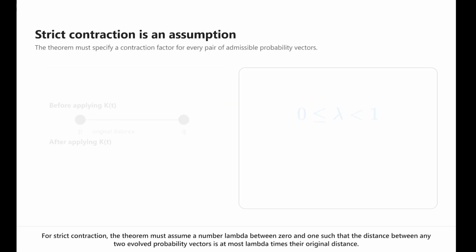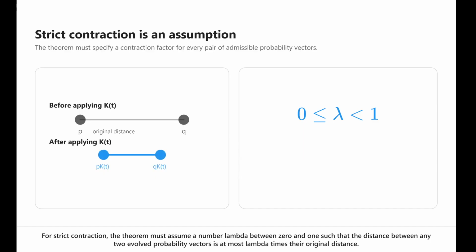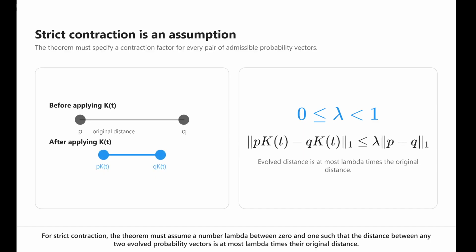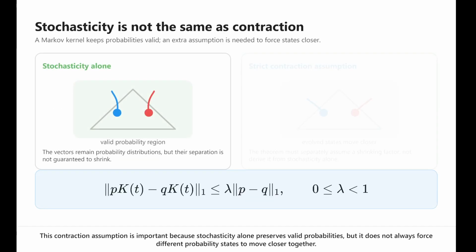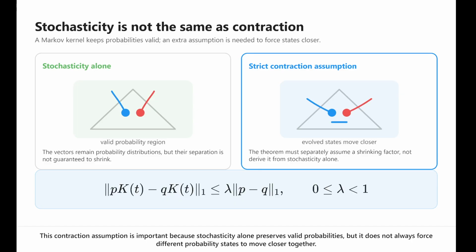For strict contraction, the theorem must assume a number lambda between 0 and 1 such that the distance between any two evolved probability vectors is at most lambda times their original distance. This contraction assumption is important because stochasticity alone preserves valid probabilities, but it does not always force different probability states to move closer together.